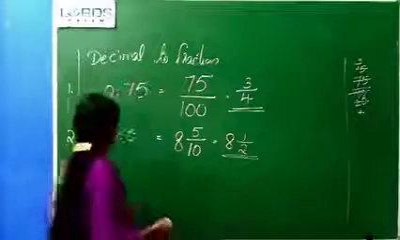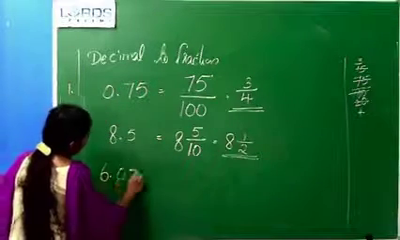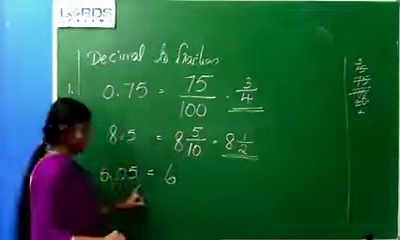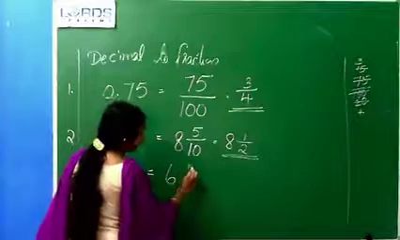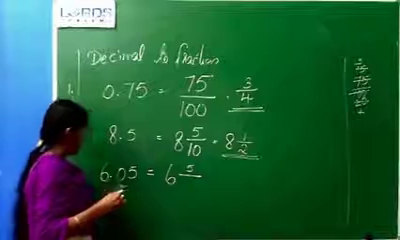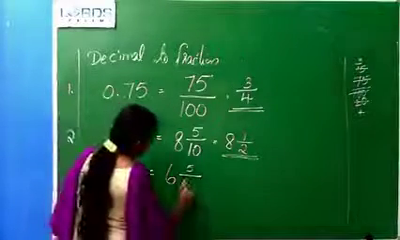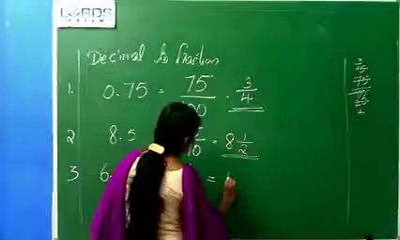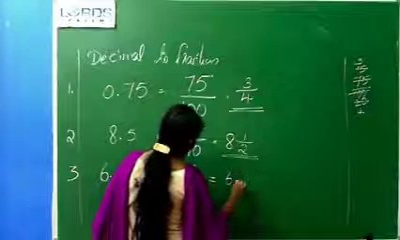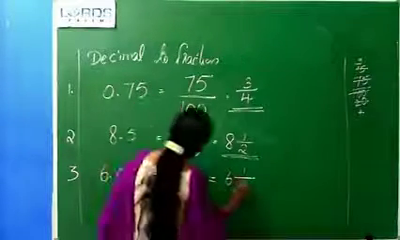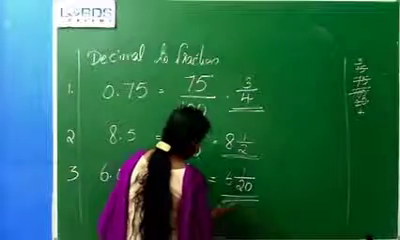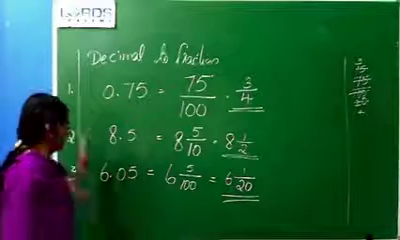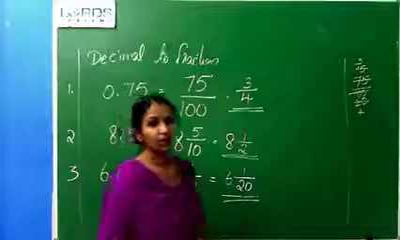Third one, 6.05. Integral 6, decimal 05 means 5 by, after the point 2 places, so it is 100. Again, when we are making it to the simplest form, 6 1 by 20. 6 1 by 20. I hope this one is clear, right?